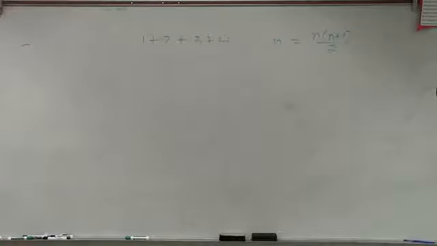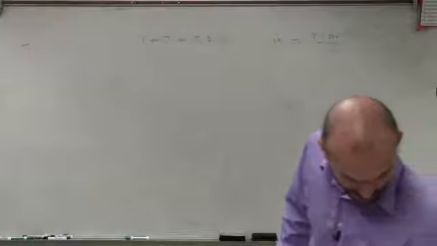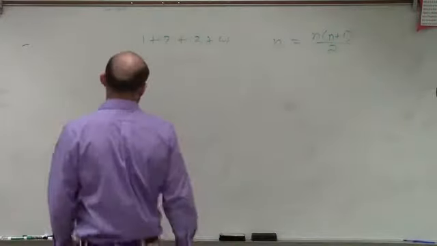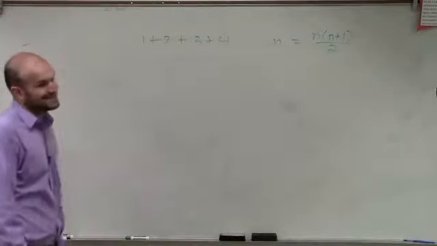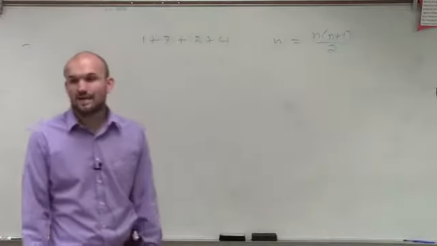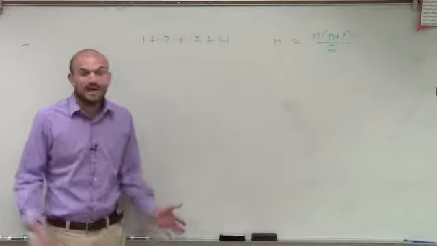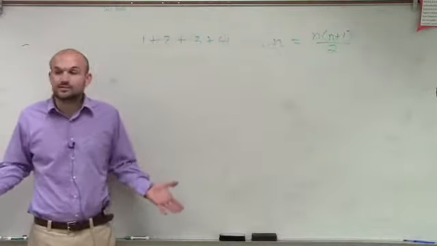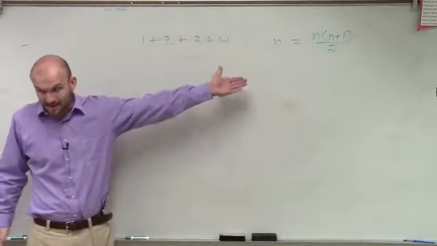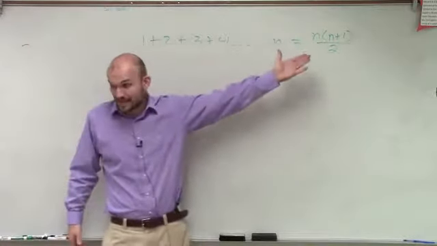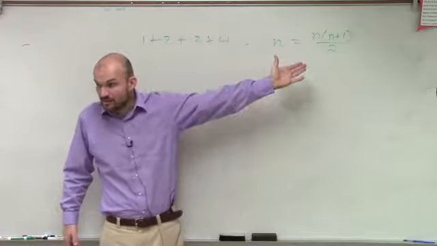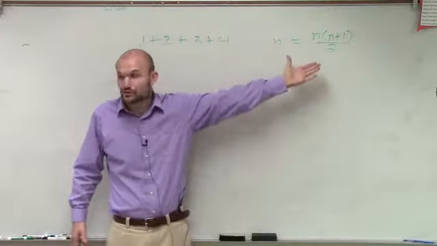OK, so for this problem, we have the sum of the first n numbers: 1 plus 2 plus 3 plus 4, dot dot dot, up to n, equals n times n plus 1, divided by 2. Now, of course, we don't know if this is going to be true for every single number n. We are assuming it is, but we have not proven that it's true for every single n.